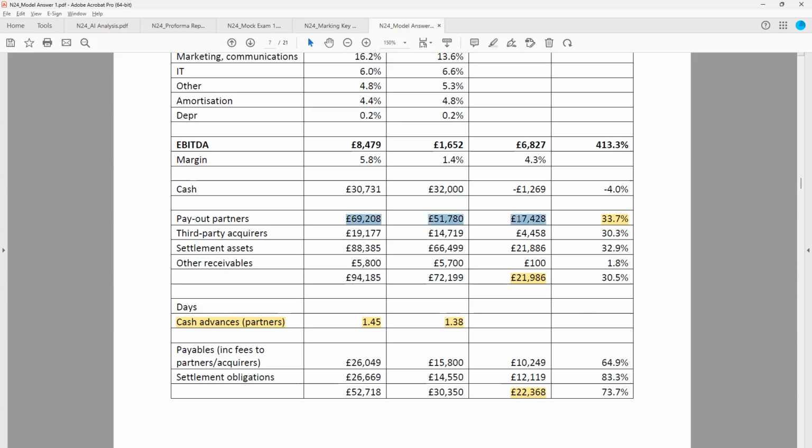So we've got those figures there, that breakdown there. And then, of course, we can see settlement obligations increased. That caused most of the increase in the payables. And we knew from the exam paper that there was a shift to post-funding as well.